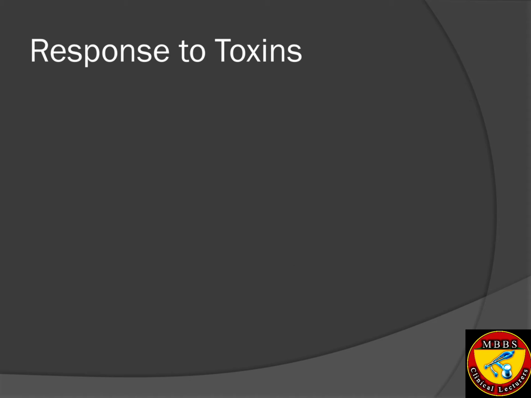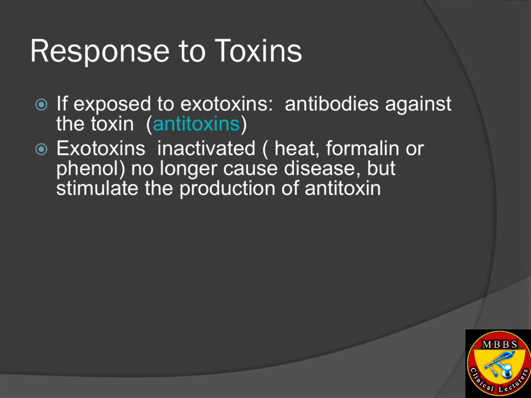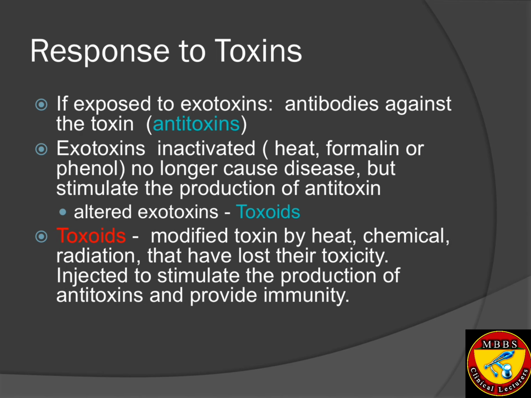So, what happens after the toxins are released? What is the response to toxin? If the exotoxins are released, antibodies against the toxins, antitoxins, are produced. When these exotoxins are inactivated by heat, formalin or phenol, they no longer cause disease. That's why we said these are heat labile. But they can still stimulate the production of antitoxin. That is why this property is used in forming toxoids, so that these toxoids can lead to production of antibodies.